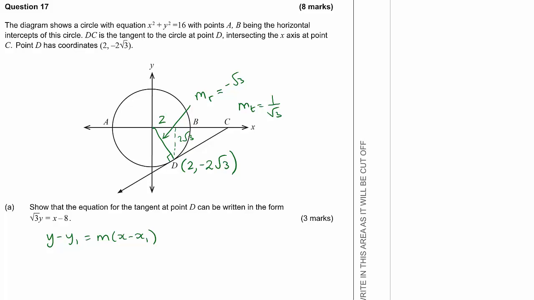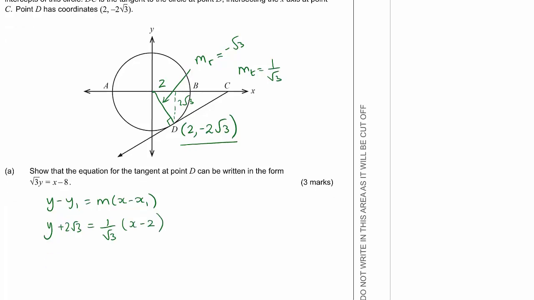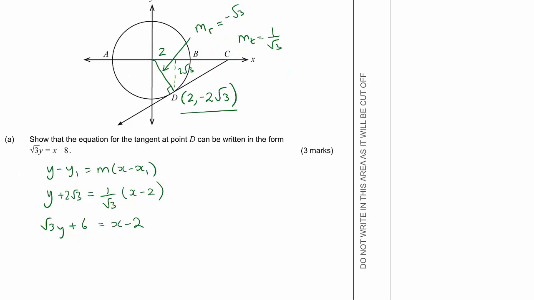So if we use, for example, y minus y1 is m(x minus x1), you could just use y equals mx plus c. We know it goes through this point, so that will be y plus 2√3 is equal to 1 over √3 (x take away 2). So that gives me √3y plus, if we multiply this by √3, 2 times 3, which is 6, is equal to x take away 2, and then that gives me √3y is equal to x take away 8 as required.